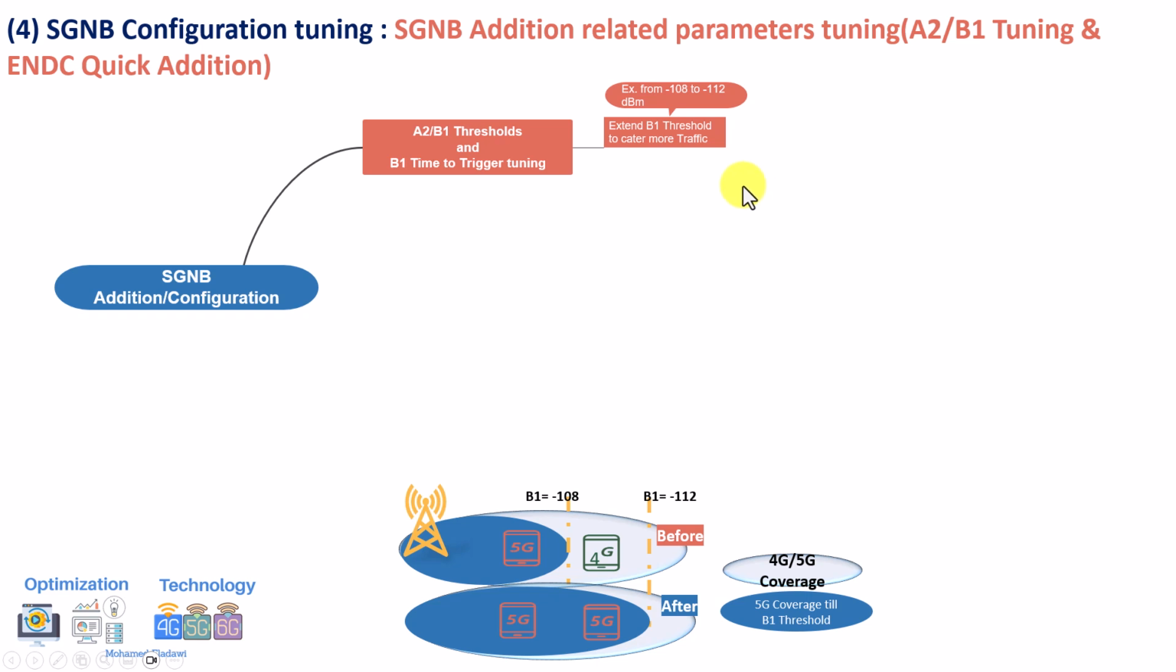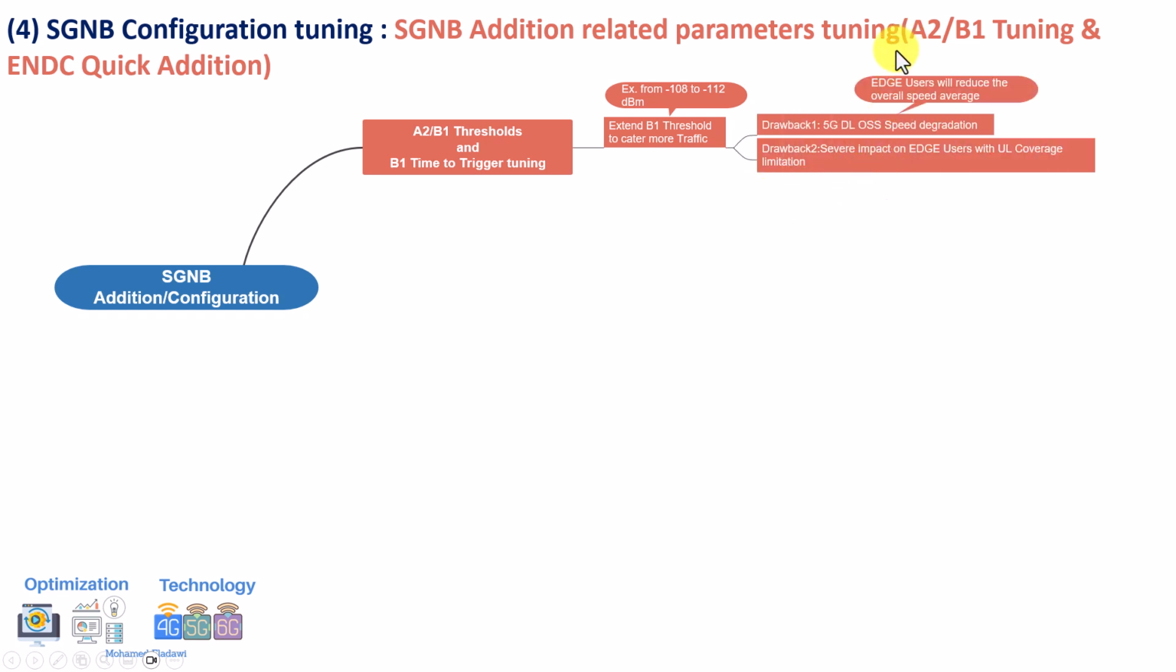But you need to be very careful. First of all, from the OSS perspective, you might see a degradation in the 5G OSS speed, because you are capturing more edge users. So the overall average from the OSS will reduce, but you will definitely have an increase in the traffic and the users. This is one of the things you need to consider whenever you extend the threshold.